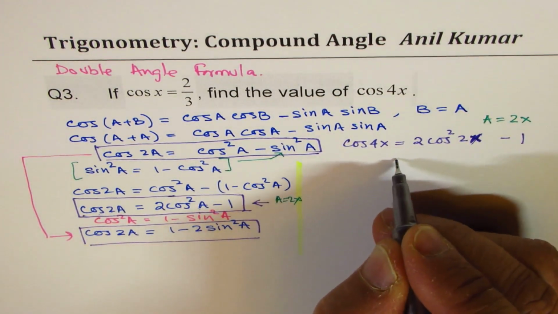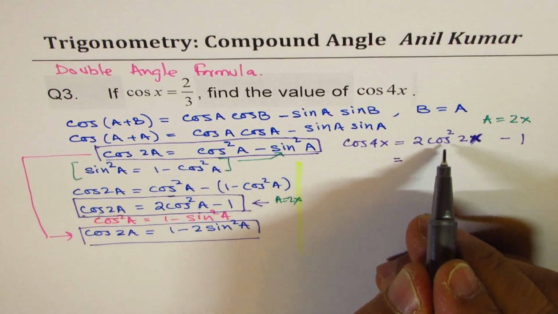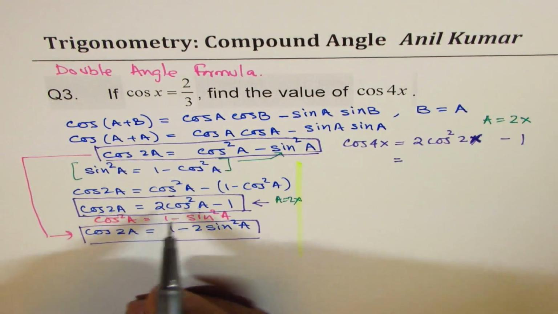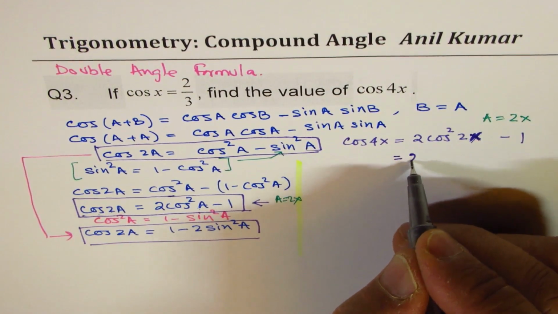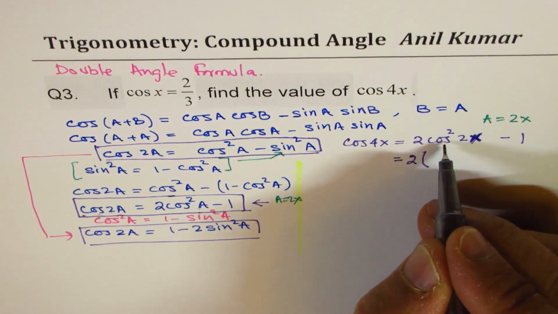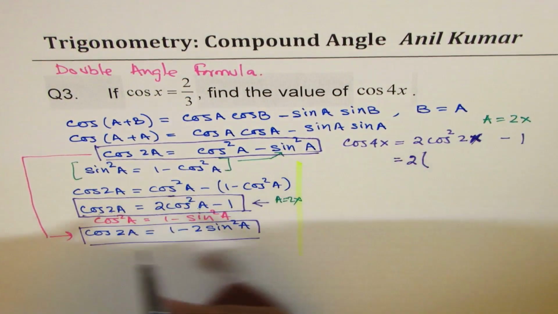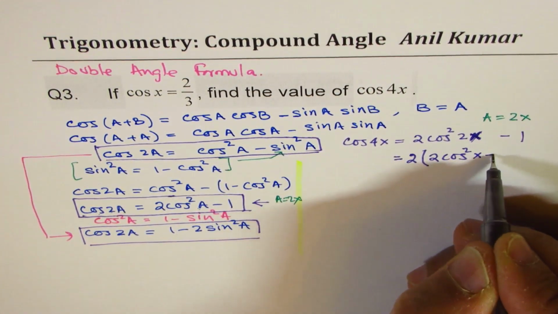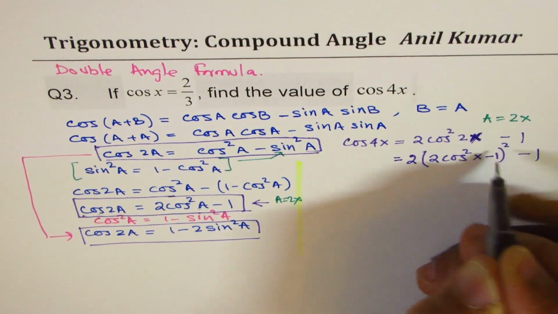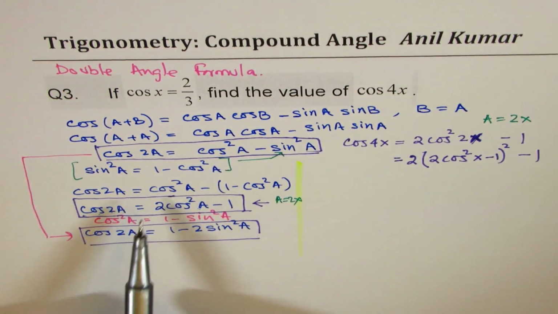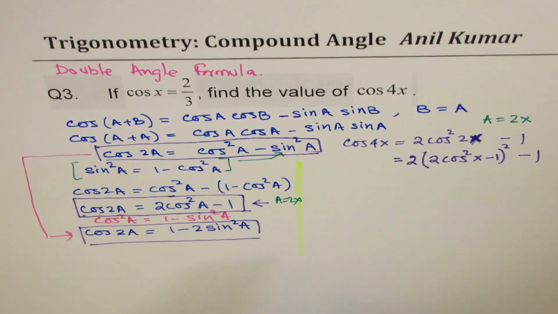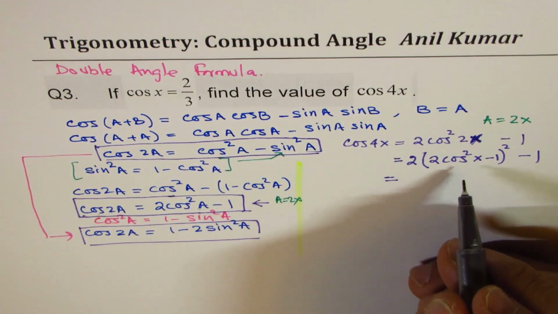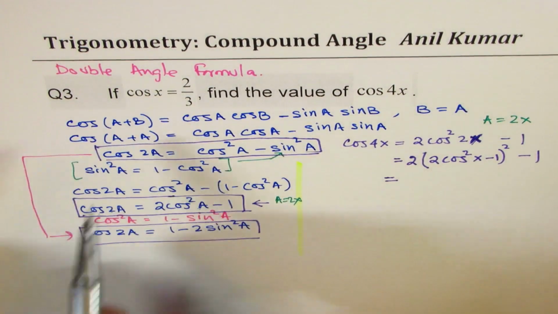We can write this as equal to 2 cos square 2x minus 1. Now 2x is like 2a. We could write in this form. So it is twice, we'll square cos 2x. Cos 2x is 2 times cos square x minus 1, whole square, minus 1. Do you get it? So we have now used this formula, right? So let me rewrite this with the values given to us.